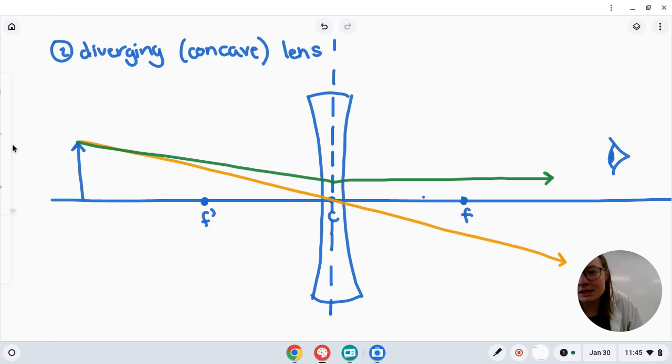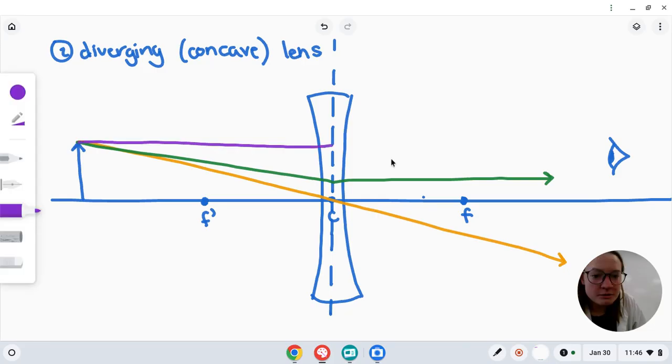Now, last time we refracted down through F. This time for a diverging lens, we're going to refract up at an angle such that it would pass through F prime if it could. Now this is a weird thing because it's not going to go back down through F prime. It's going to keep on going on its merry way through the lens, but it's going to go up at an angle such that if it did go backwards, it would go back through F prime.